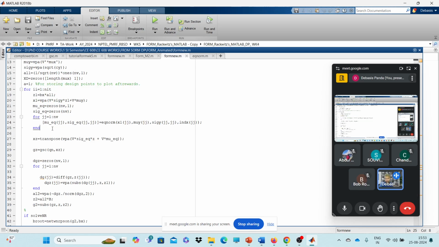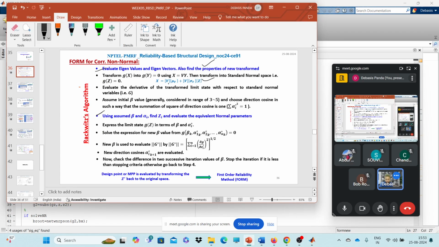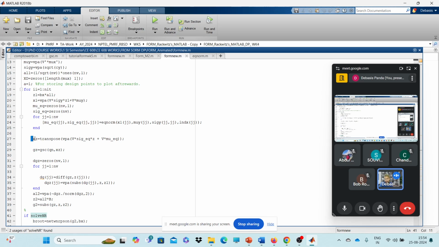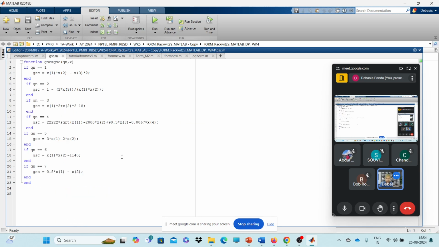Now once this is done, we can convert the whole thing into the z domain. This is nothing but mu v into mu equivalent plus v into sigma equivalent into z, like this equation, right? Once we have all this in the z domain, I have written the expression here. Now I am calling a function which contains my limit state. Until now we didn't pass any limit state function based on the random variable, so it has to have the limit state function.